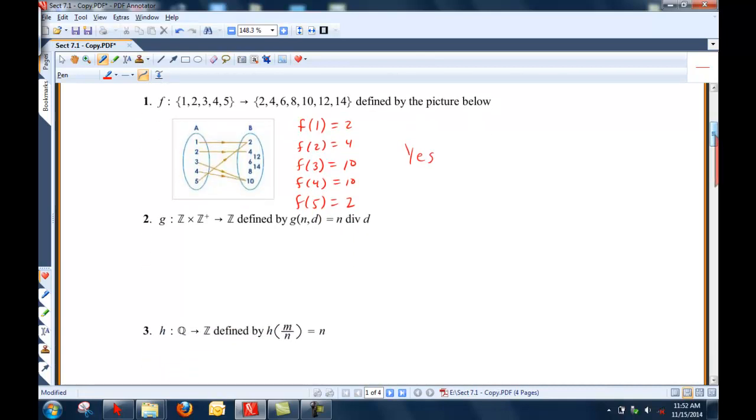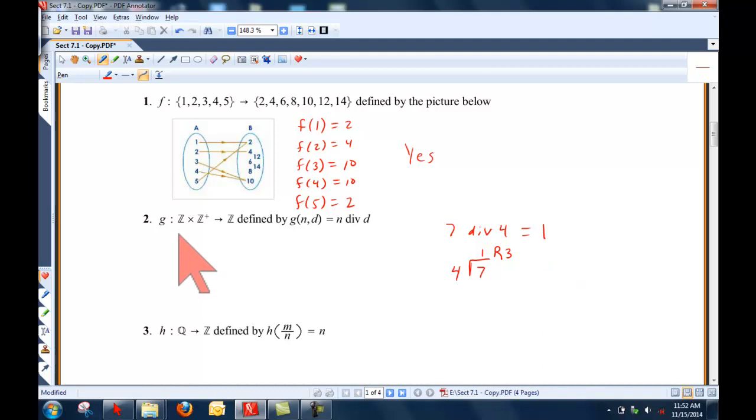Second example, let's propose a function from the set the integers cross the positive integers to the integers by this div operation that we looked at. So remember that, say, 7 div 4. What is this? Well, I'm supposed to think about 7 divided by 4. It goes once with a remainder of 3, and the div operation picks off the quotient, so this is 1.